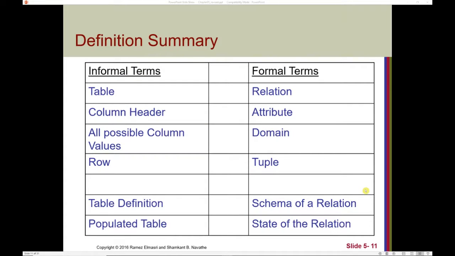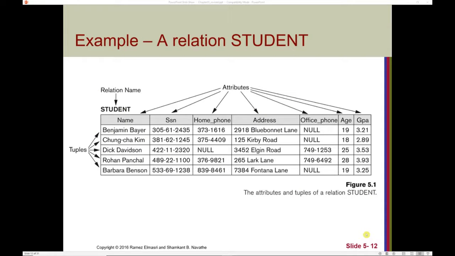So here's a comparison of the things that we've looked at in MySQL and the now formally defined terms. For a table, we have abstractly a relation. Column header or field, we have an attribute. All possible column values, that would be a domain. A row or a record would be a tuple. Table definition, that's our schema for the relation. And the actual populated table would be a current state of the relation. Here's an example of a student relation. You can see the relation name with the possible tuples again.